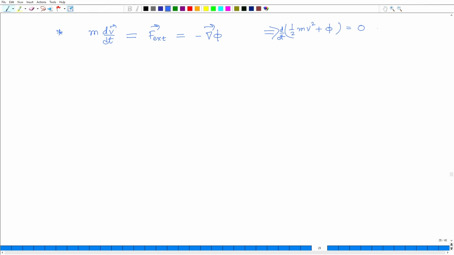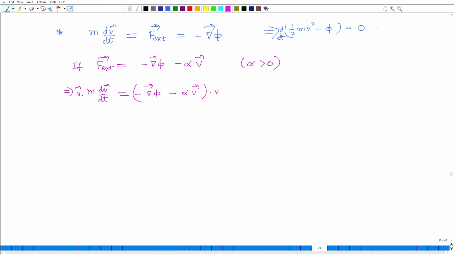Now, if I add, if F external is equal to minus grad phi minus alpha v, where alpha is greater than 0, then what happens? Then you will have m dv/dt equal to minus gradient of phi minus alpha v, and you can simply do the trick of v dot everywhere, and you can actually show that d/dt of half m v square plus phi is equal to minus alpha v square, which is of course less than 0, because alpha is positive and this is also positive because it is a square quantity.